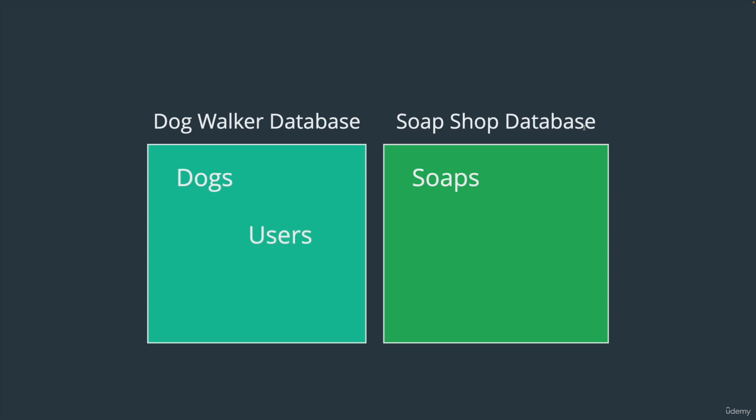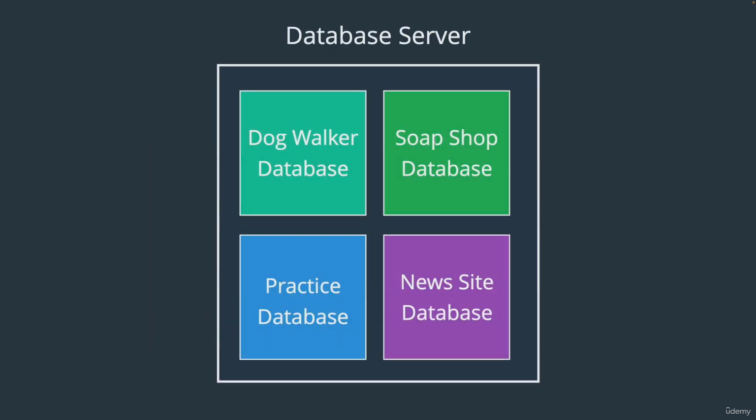But they also might both have users. They might both have payments, but we want them to be separate, right? We can't have contamination where all of a sudden we're charging people in the dog walker database when they buy soap or vice versa. We want to have each set of data in its own little bubble. So that's what we call a database. So one more time, we have multiple databases within a MySQL database server.